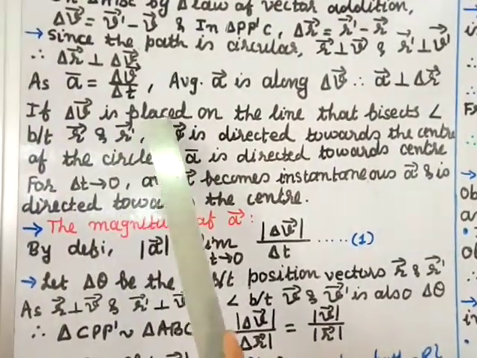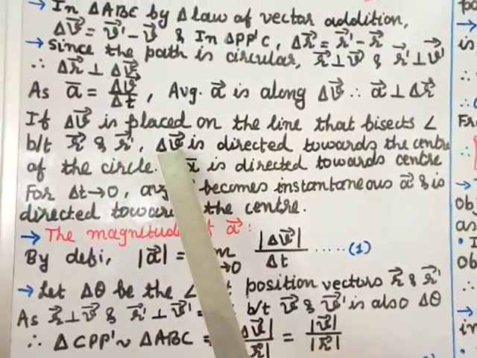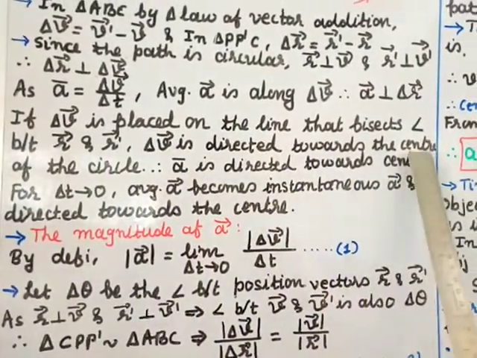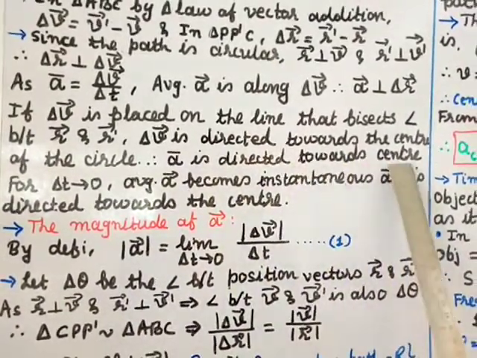If delta v is placed on the line that bisects the angle between r and r dash, delta v is directed towards the center of the circle. Therefore, acceleration is directed towards the center.